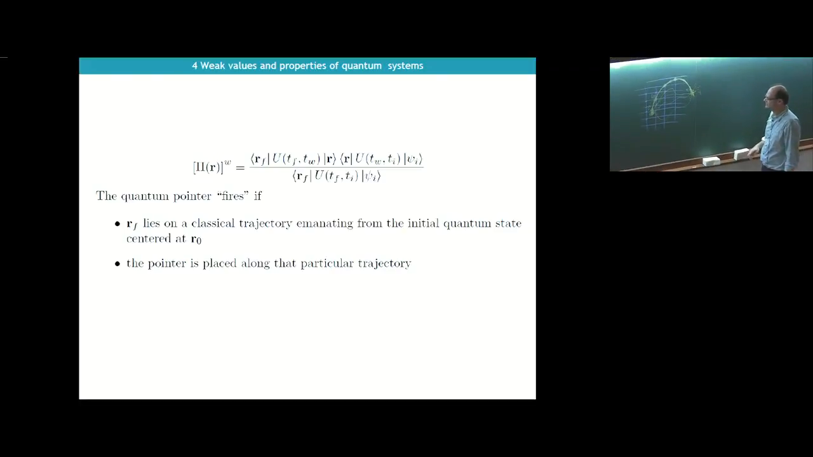So basically, this tells you that if you post-select here, and if you have a sufficient number of pointers, then you kind of see the trajectory. You can kind of infer the trajectory by just looking at the pointers, right?